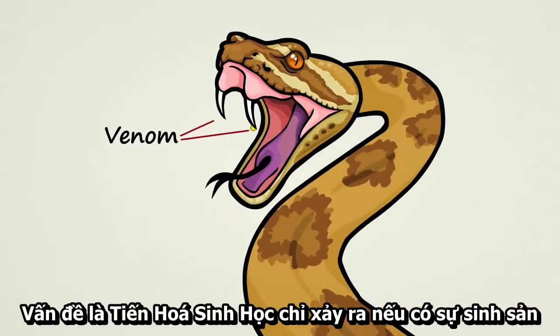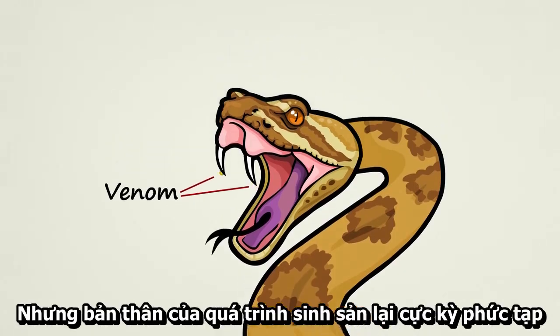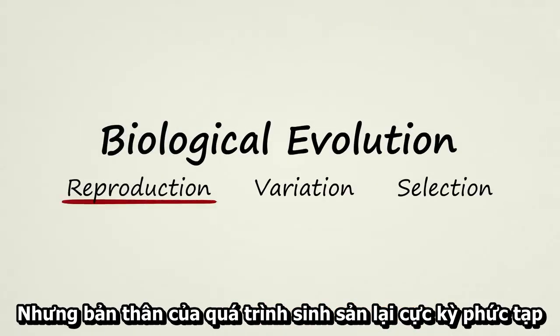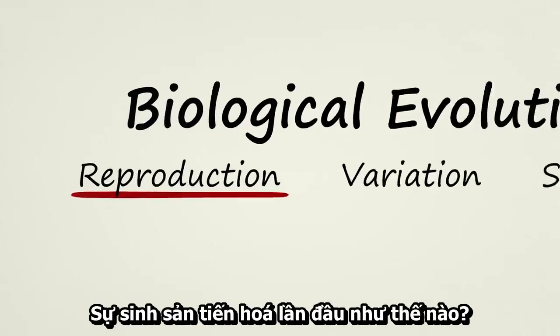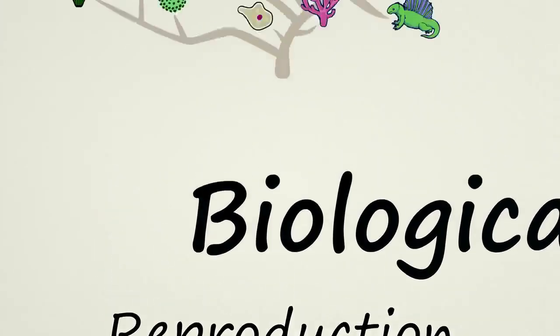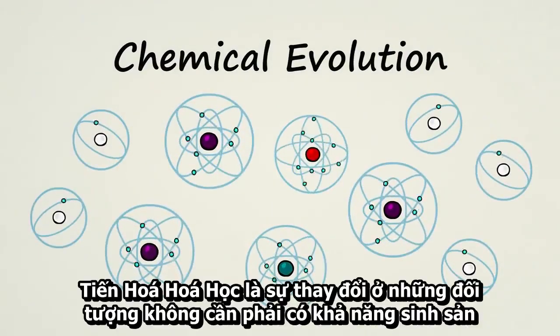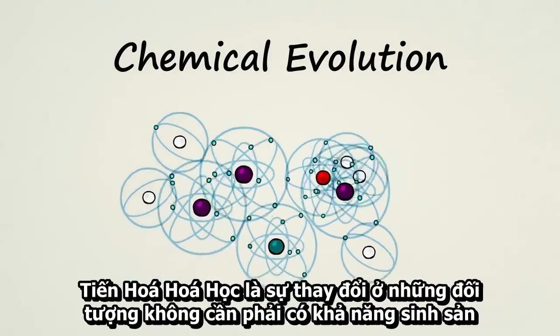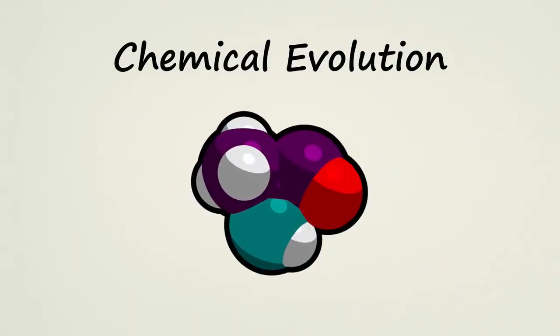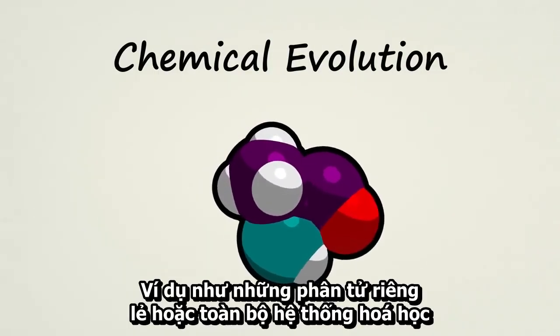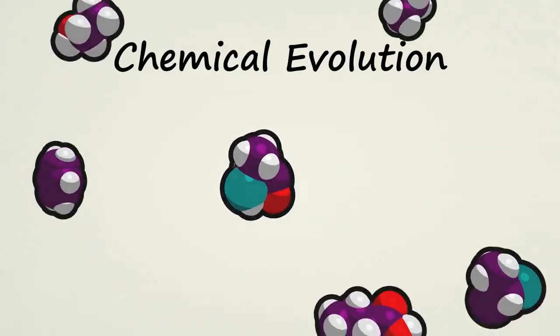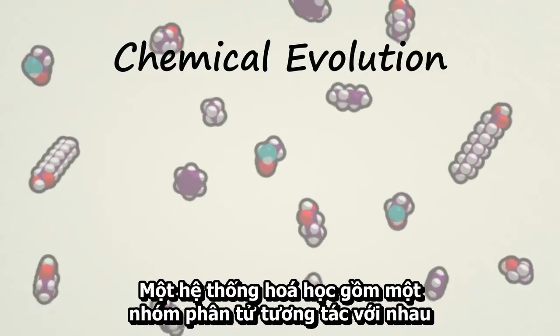The problem is, biological evolution depends on reproduction in order to work. Reproduction, however, is an extremely complex process in and of itself. This begs the question, how did reproduction first evolve? To try and solve this mystery, many scientists are looking into chemical evolution. Chemical evolution refers to changes in things that need not be capable of reproduction. Examples could be individual molecules or entire chemical systems. A chemical system is a group of molecules that interact with each other.